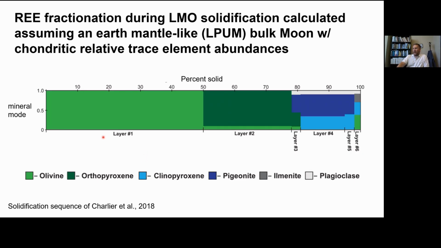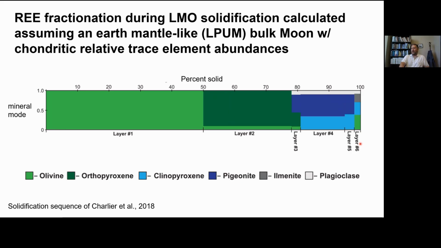These are the different layers that formed during magma ocean solidification, and note they're numbered. So layer 1, these are the first cumulates that precipitated olivine. Layer 2 is composed of olivine and orthopyroxene. Then in layer 3, there's a low calcium pyroxene pigeonite and plagioclase saturation, and then more and more exotic phases as the composition of the residual liquid evolved.